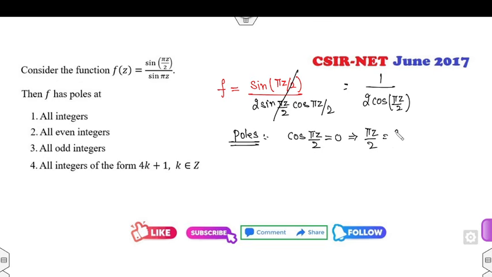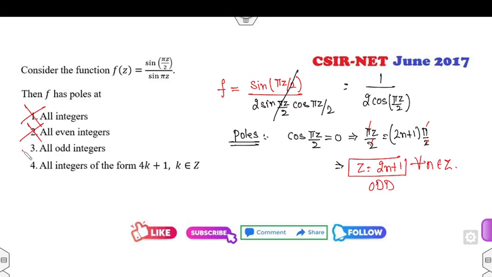So the cos will be 0 when the argument is (2n plus 1) pi over 2. So pi over 2 will be cancelled. So z will be 2n plus 1. That is an odd number for all n in the integers. All integers, cancel; even, cancel; odd is the right answer. All the integers of the form 4k plus 1, clearly say 2n plus 1. Fine. So now all those odd integers also lie in this case. Yes, it is also of this form. So C and D are my right answers of this form.